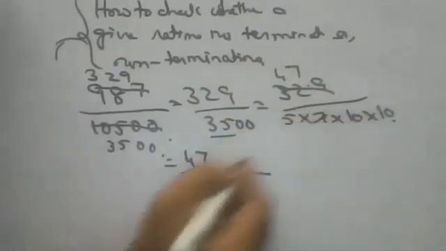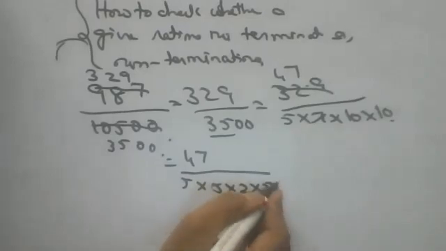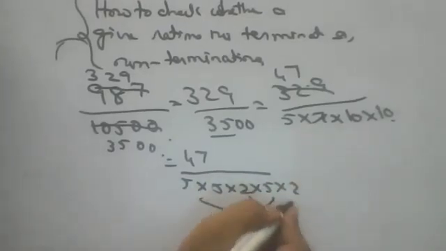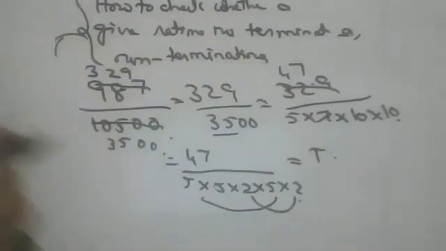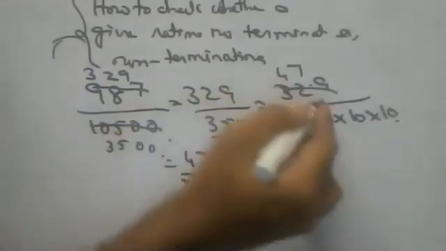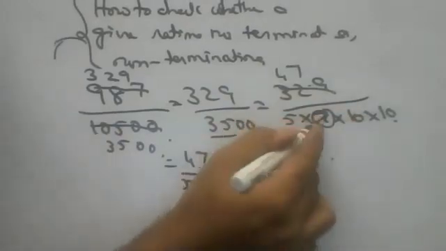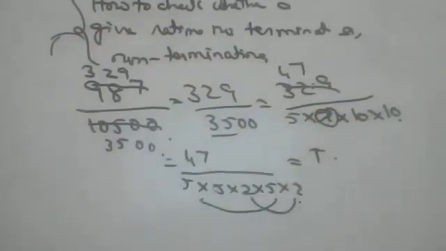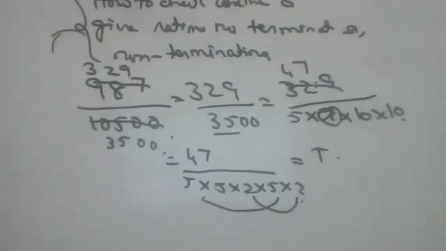5 into 10 means 5 into 2. Only 5s and 2s are there, so it is terminating. Please listen, children. Sir, 7 is there, that's why non-terminating. You should not say that directly. First, you should check whether it is going or not. If it is not going only, then you should identify.